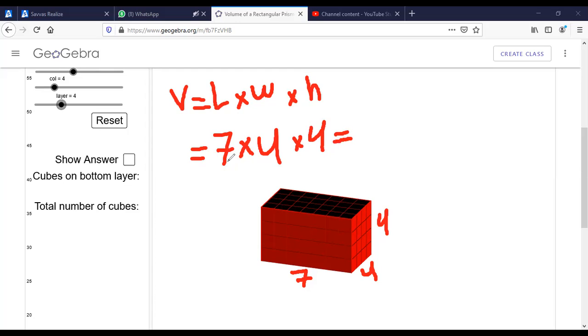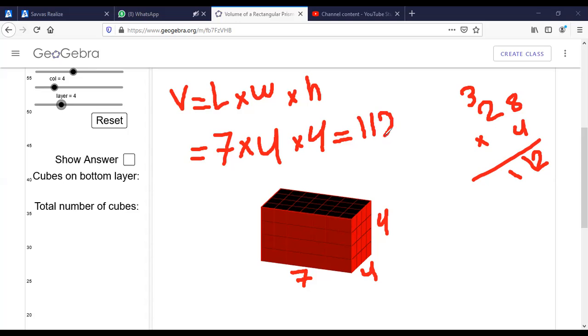Let's see. So how to multiply that? We have many ways to multiply that. So 7 times 4 equals 28. Yeah. Now 28 times 4. 4 times 8 equals 32. So there's the 2 and here's the 3. 4 times 2 is 8, plus 3, 11. So 112. So yeah, excellent. So 112.